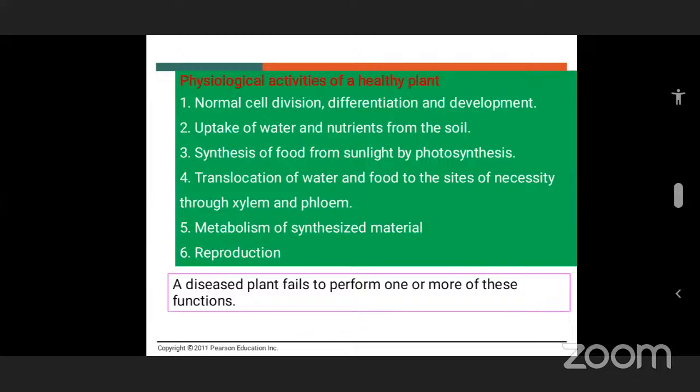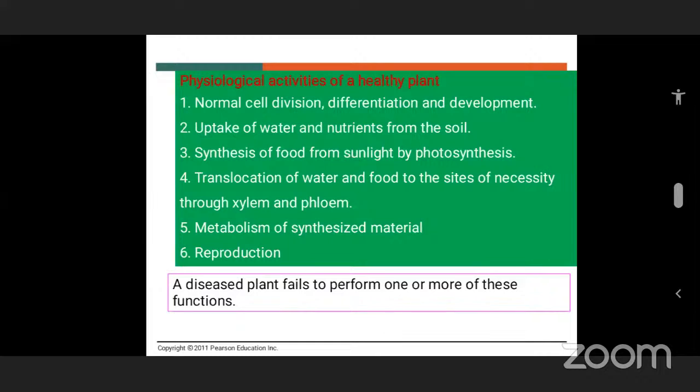Now, the last one is a diseased plant. Definitely, they are going to fail to perform one or more of these functions. That means if you say a particular plant is infected, then definitely among these 6 physiological activities, one of them will be disturbed. For example, the uptake of water and nutrients from the soil.